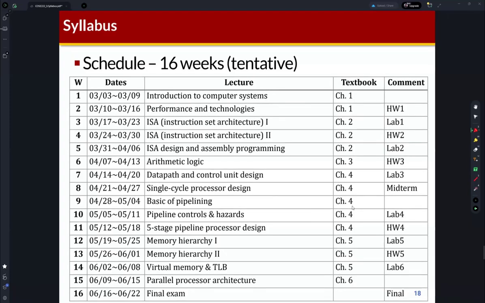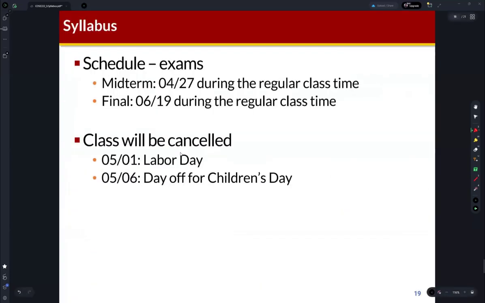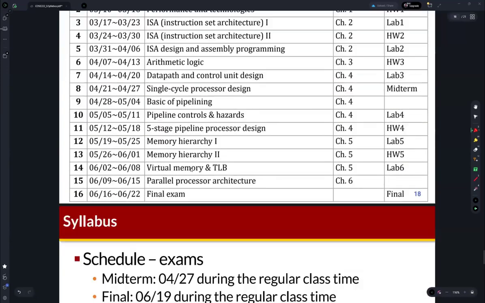Okay, this is the tentative schedule. We will take the midterm exam on April 27th during the regular class time, and the final exam on June 19th during the regular class time. Just check these dates on your calendar. And class will be cancelled on May 1st and May 6th, because of Labor Day, the official holiday in South Korea. Okay, any questions?